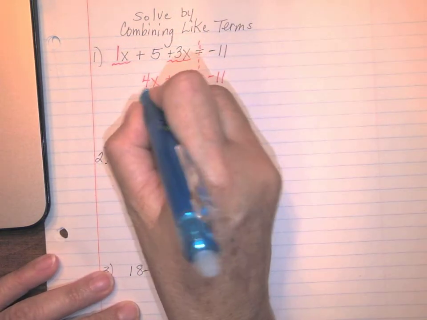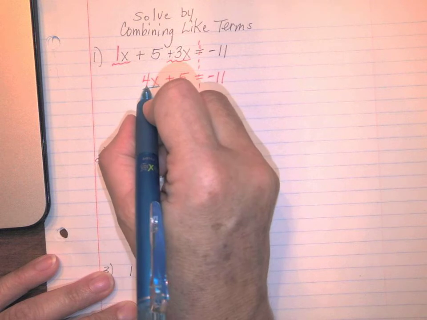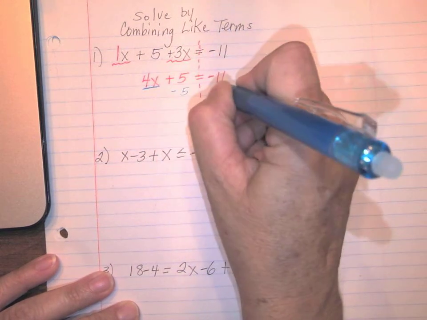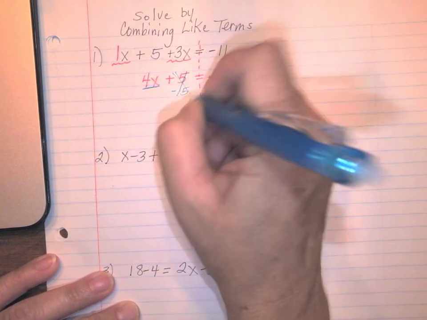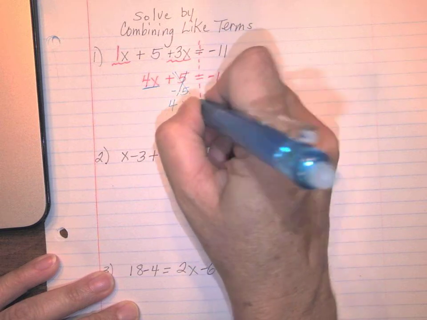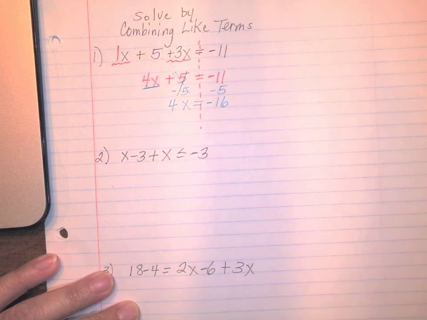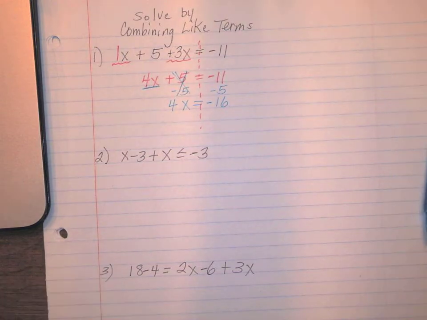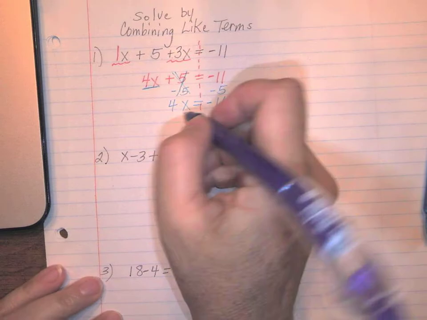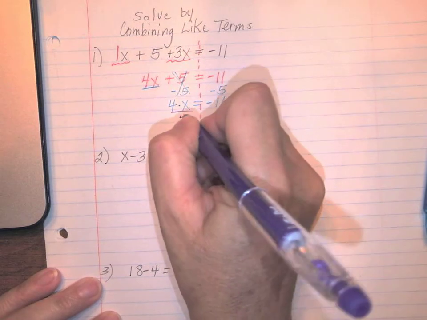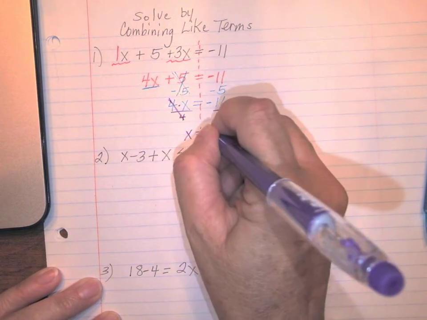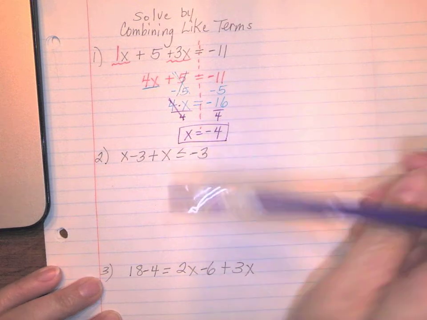We know to get the x by itself, and we know we want to deal with that 4 last. So the opposite of plus is minus. What we do to one side, we must do to the other. We subtract the 5, and now we have 4x equals negative 16. The way you get rid of that 4 is to divide by it because there's an imaginary multiply. So I divide, and that makes it go away, and I get x equals negative 4.